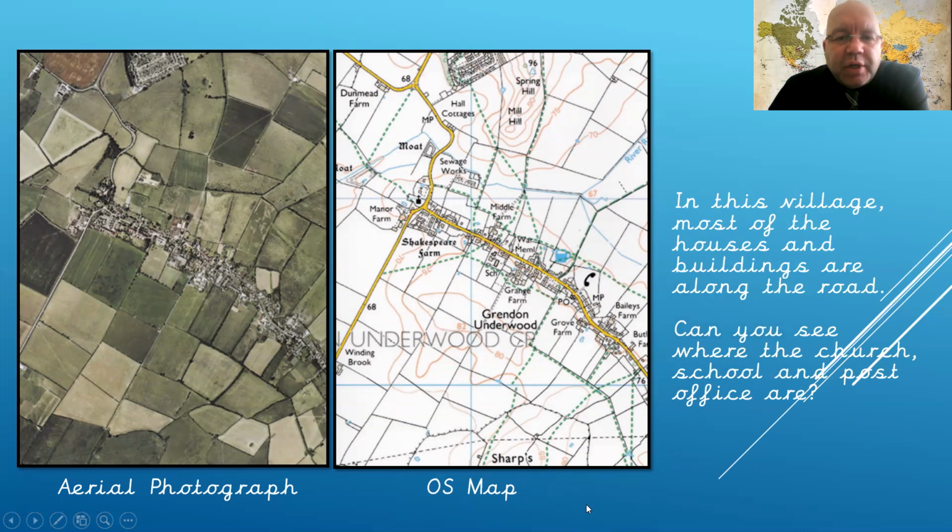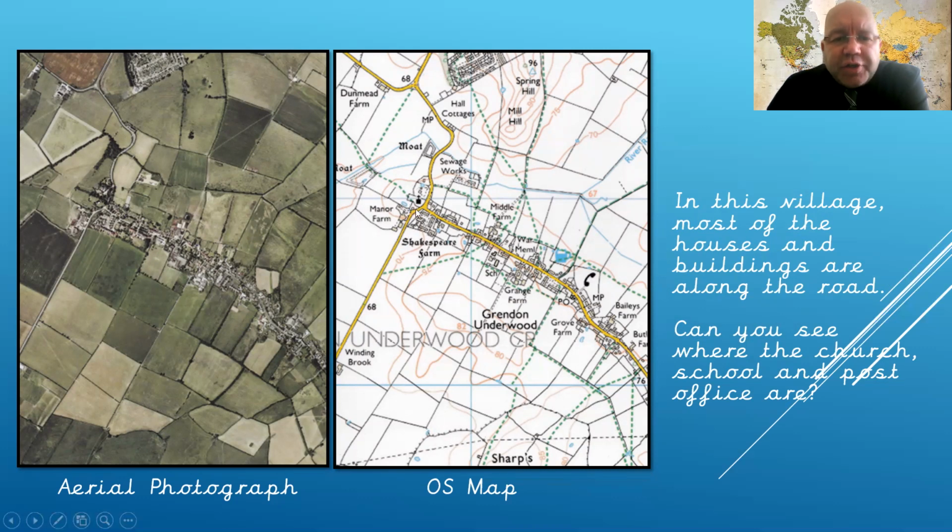Now, this village is called a linear village because the village is sort of in a line following the road. So we know that this is a reasonably small village and it follows a single road up through the middle. But can you see where the church, school, and post office are? If you look at the photograph, you wouldn't have a clue where those three things were. But if you look at the map, because we now know what all the symbols are, can you find the church, the school, and the post office?